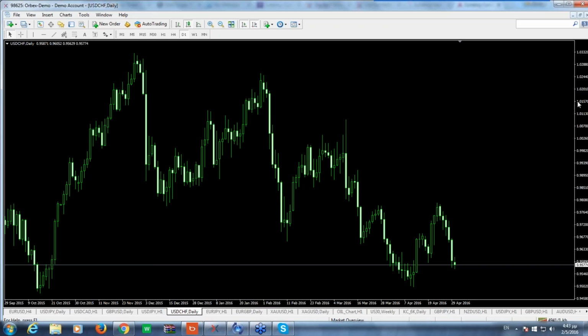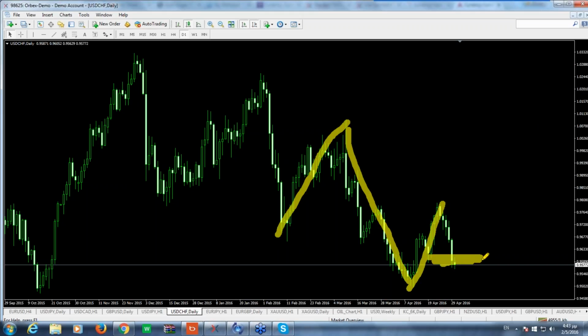At the moment, what I can see on the USD CHF is there may be more room to go downwards, because I have got a bit of an ABCD as a Z-like pattern here as well. So there is a possibility of a downwards move, but that may be limited to 50% here. If at all, it's a Z-like pattern for the USD CHF.